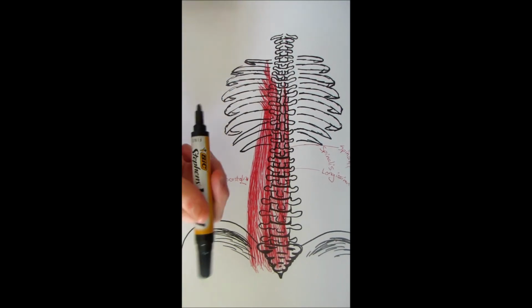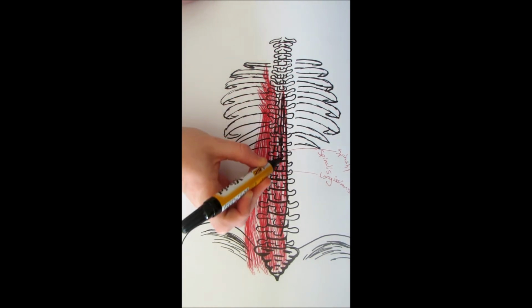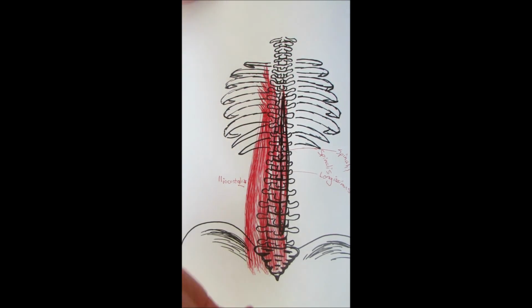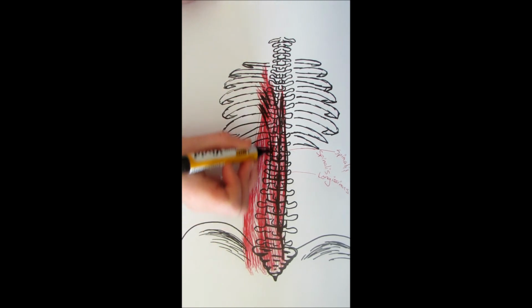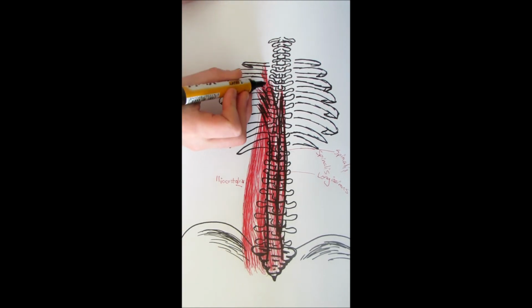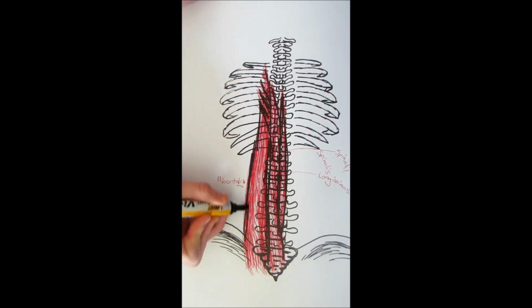So a quick recap, the erector spinae is made up of 3 muscles: the spinalis, which goes straight up the middle, the longissimus, which is just near the outside, and then the iliocostalis, which is right on the end. And the erector spinae is the prime mover for back extension.